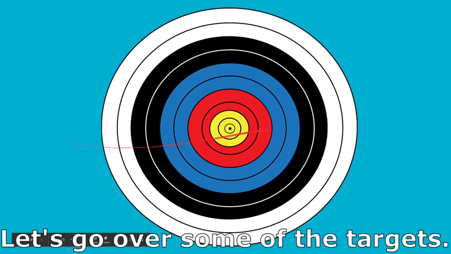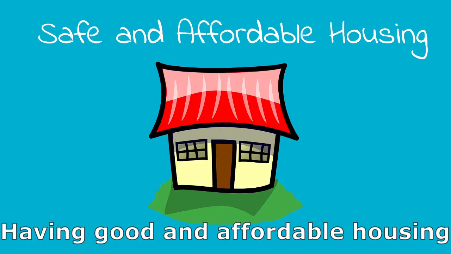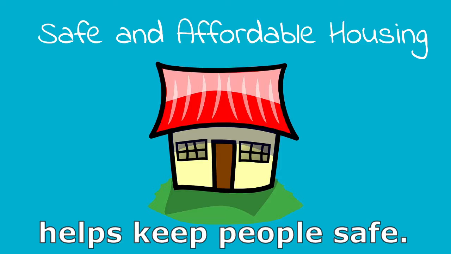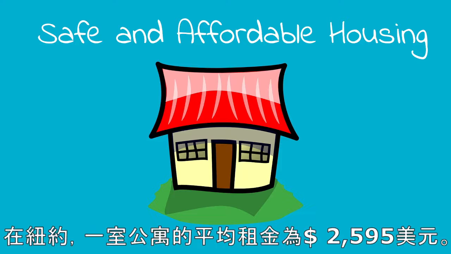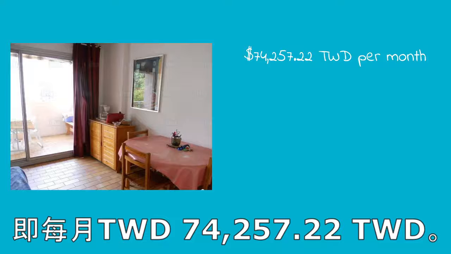Let's go over some of the targets. The first one is safe and affordable housing. Having good and affordable housing helps keep people safe. In New York City, the average rent for a studio apartment is $2,595 US. That is 74,257.22 new Taiwan dollars per month.